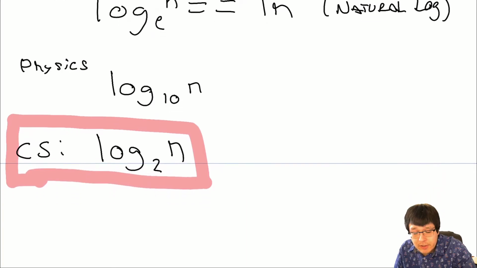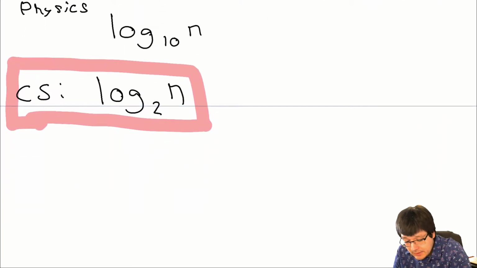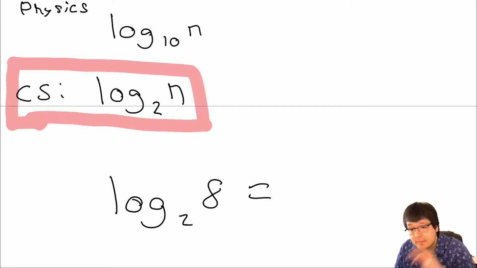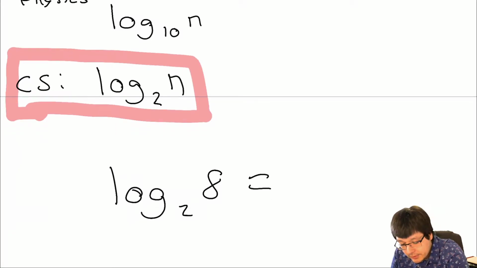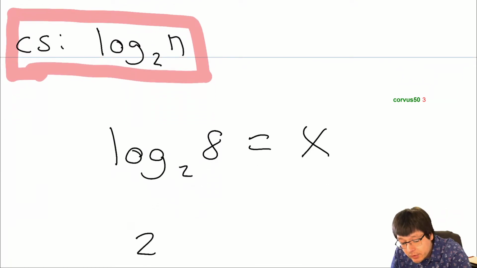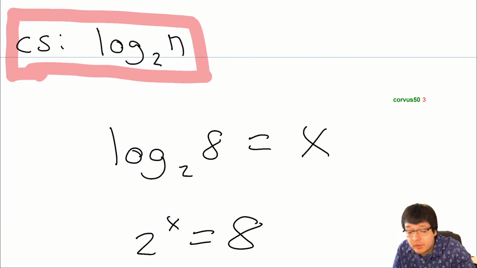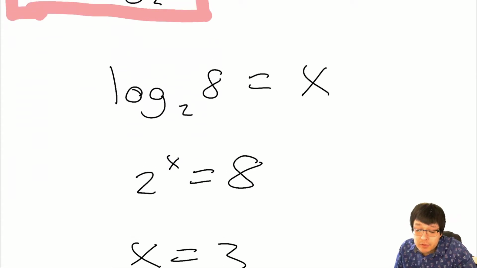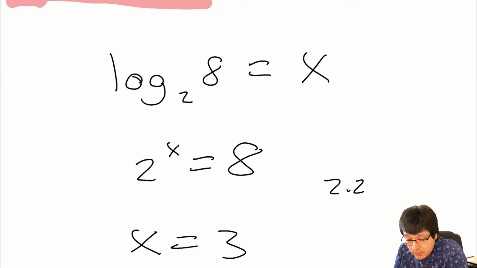For those of you that haven't used logs in a while, what is log base 2 of 8 equal to? Let's say it equals x, which is 3. This can be written as 2 to the power of x is equal to 8. Essentially, what a logarithm is asking is, what power of 2 do I need to take to get 8? In this case, the answer is indeed 3, so x is equal to 3, because 2 to the power of 3 is 2 times 2 times 2, which is equal to 8.